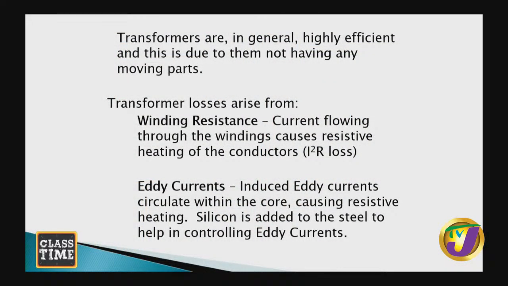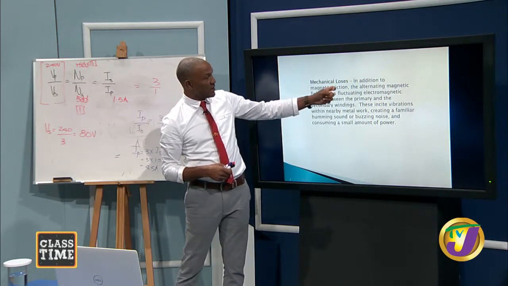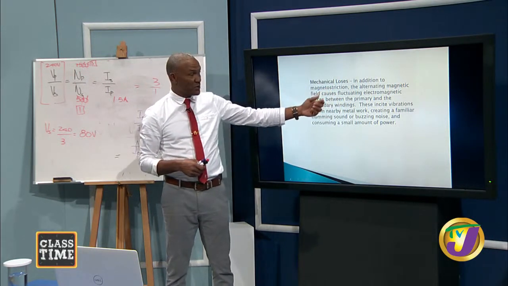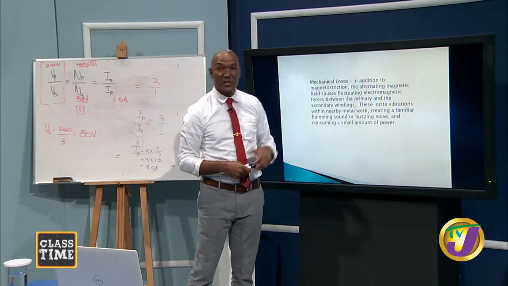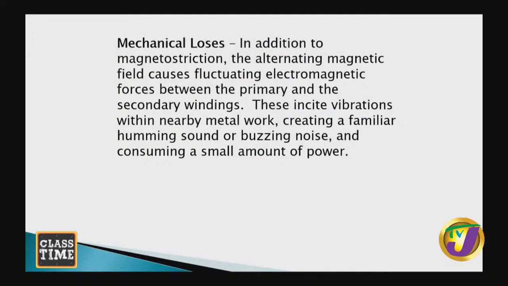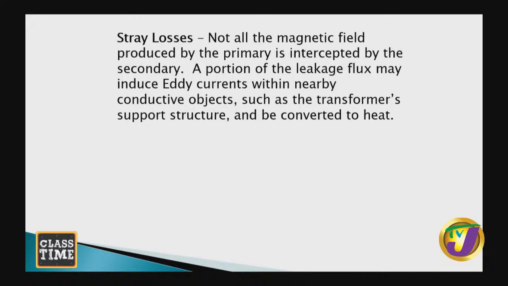The transformer losses arise from winding resistance, which is the current flowing through the coil, squared, times the resistance of the coil; the eddy current loss; hysteresis loss; mechanical loss. You will get them so you can read them. In addition to magnetic friction loss, the alternating magnetic field causes fluctuation, and the fluctuation will cause some form of vibration and so forth. Stray loss: not all magnetic field produced by the primary is intercepted by the secondary. That means you have something along the side that might be taken away.